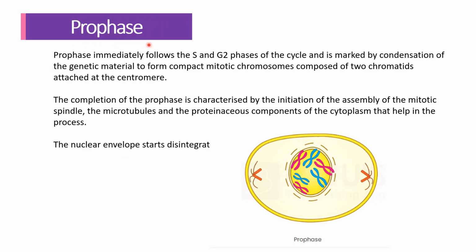The next phase is prophase. Prophase immediately follows the S and G2 phases of the cycle and is marked by condensation of the genetic material to form compact mitotic chromosomes composed of two chromatids attached at the centromere. Completing the prophase is characterized by initiating the assembly of the mitotic spindle, the microtubules, and the proteinaceous components of the cytoplasm that help in the process. The nuclear envelope starts disintegrating.